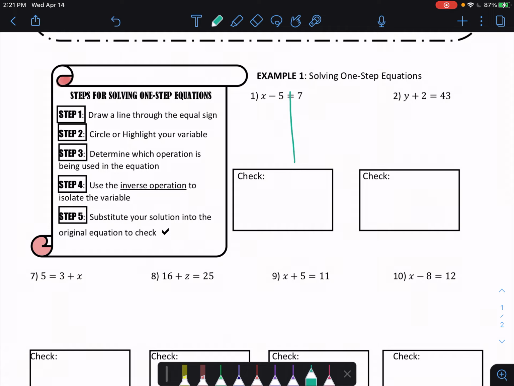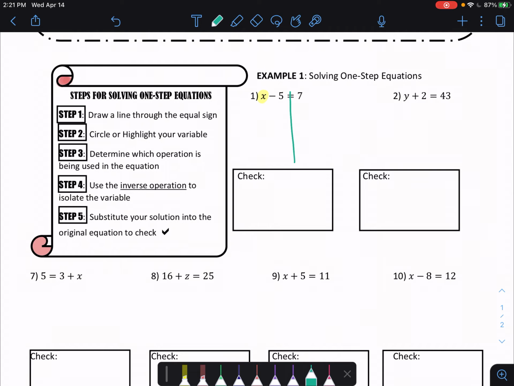Then it says to circle or highlight your variable. So I'm going to highlight my variable here because I have a highlighter. That's the thing that I'm solving for. So that's the piece of information that I don't know that I'm trying to figure out. Then step 3 says determine which operation is being used in the equation. So it says x minus 5. So the operation that is being used is minus 5.